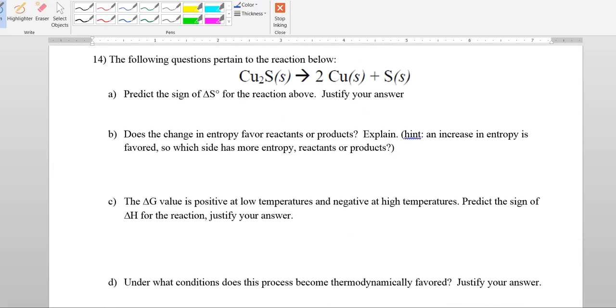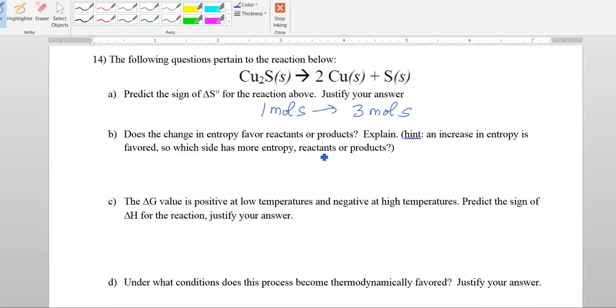All right, last problem. If you look at 14, sign of delta S. So I'm going from 1 mole of a solid to 3 moles of a solid. So notice that moles is not conserved, right? Number of atoms is conserved. So we still have 2 atoms of copper on the left, 2 atoms of copper on the right, 1 atom of sulfur on the left, 1 atom of sulfur on the right. So the atoms are conserved, but the moles are not conserved. The molecules are not necessarily conserved. So you could have those atoms arranged in different ways.